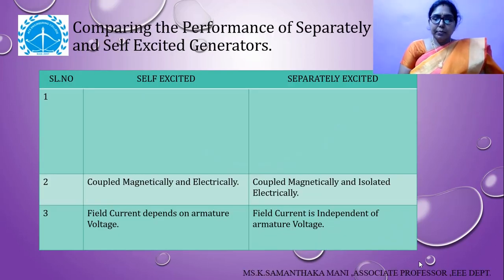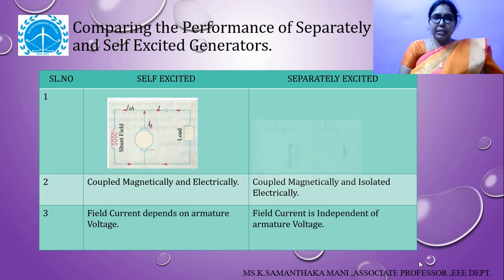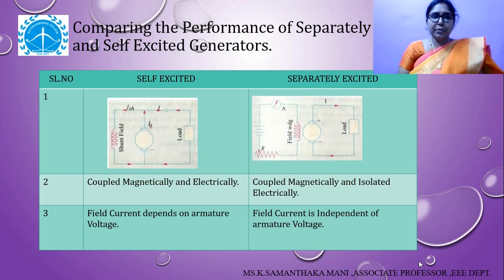So I would like to revise a small comparison between self-excited and separately excited generators once before going to exactly the characteristics of the DC generators. So first we'll start with the comparison between the self-excited generator and a separately excited generator.